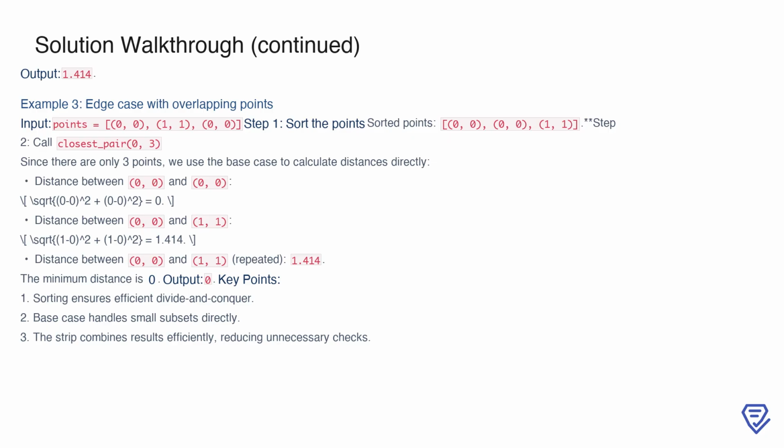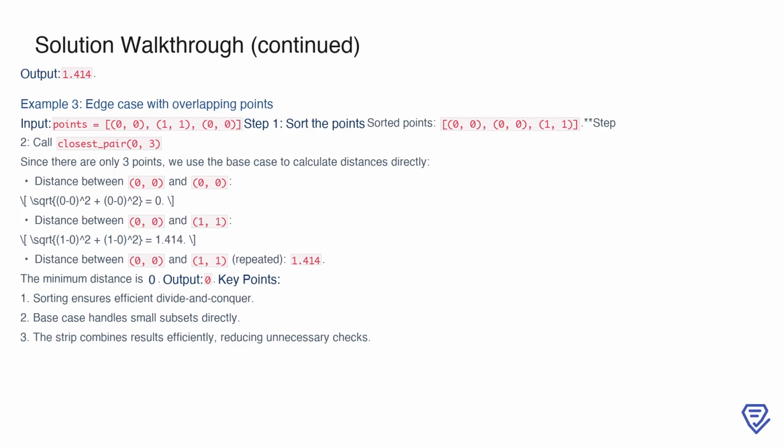Finally, consider an edge case where some of the points overlap. The input points are (0, 0), (1, 1), and (0, 0). After sorting by x-coordinates, the order becomes (0, 0), (0, 0), and (1, 1). With only 3 points, we use the base case to calculate the distances directly. The distance between (0, 0) and (0, 0) is 0 since they are the same point.